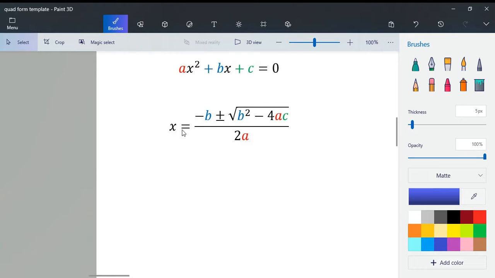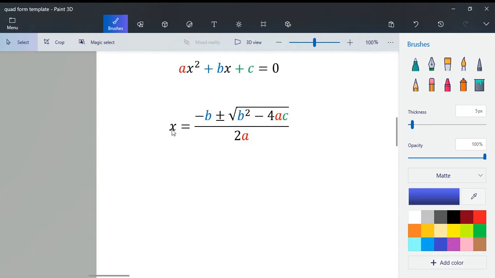The quadratic formula is x equals, a big fraction. The top is negative b plus or minus the square root of b squared minus 4ac, all of which is divided by 2a. That might seem like a lot, but we have a song to help us memorize it.